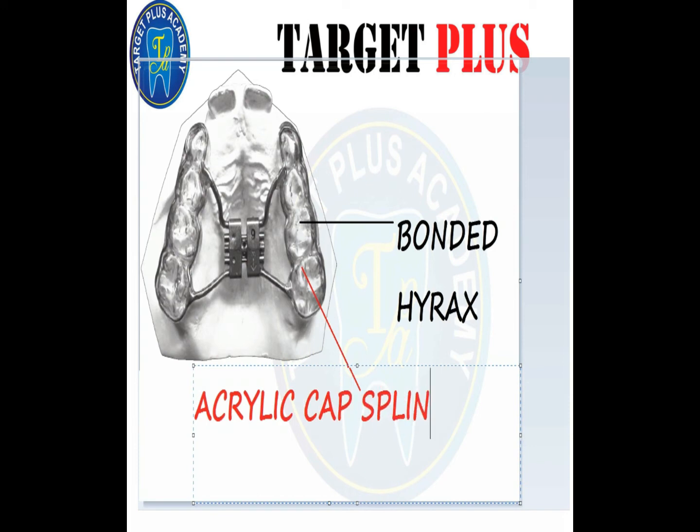Now the bonded appliance has become increasingly popular. The bonded appliance is popular because it can be easily cemented during the mixed dentition period when retention from other appliances can be poor. Now, the occlusal acrylic coverage is 1 to 2 mm in thickness and is kept 1 mm short of the gingival margin, thereby allowing maintenance of good oral hygiene.